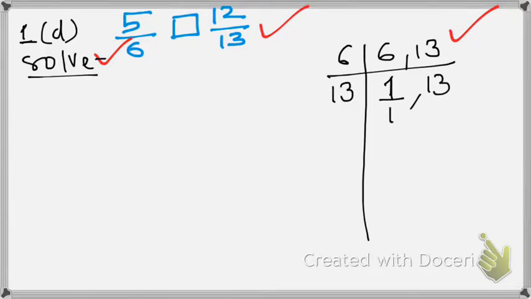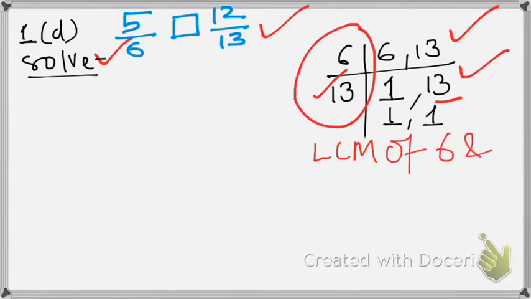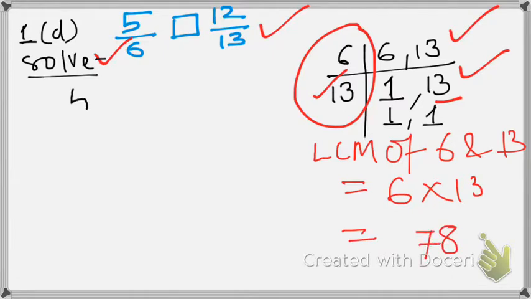Now we have only one number remaining, that is 13, so write here 13. So 13 1s are 13. To find the LCM, we'll multiply these two numbers. So LCM of 6 and 13 will be 6 into 13. So our answer is 78. Now students, we need to make these denominators 78.